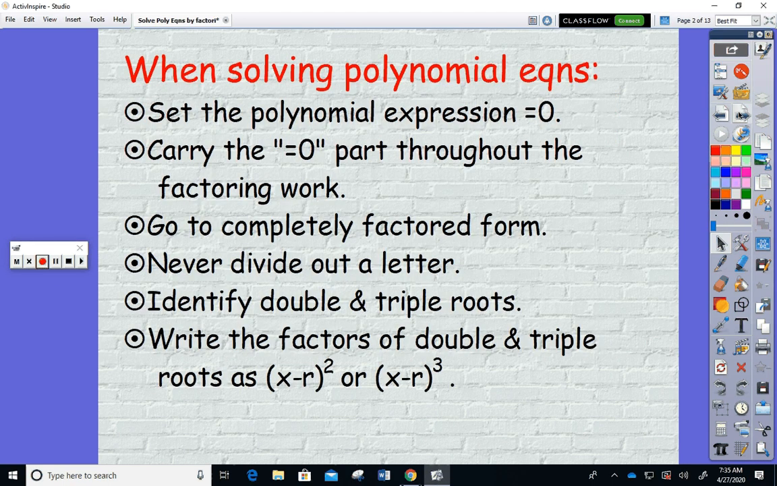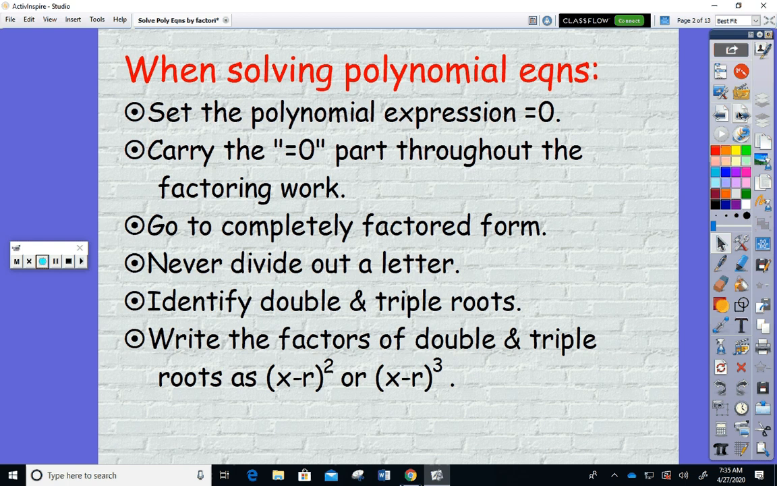Now, a few tips on solving polynomial equations, which you can see on your skeleton notes. You always are going to start by moving everything to one side on the left and putting equals 0 to the right. Carry the equals 0 part throughout your work until the bottom step, and that's when you'll actually say x equals 4, x equals 1/2, that kind of thing. Okay? You're going to go to completely factored form on every problem. Never, ever, ever divide out a letter. If you do, you'll lose answers, and I'll show that in just a minute.